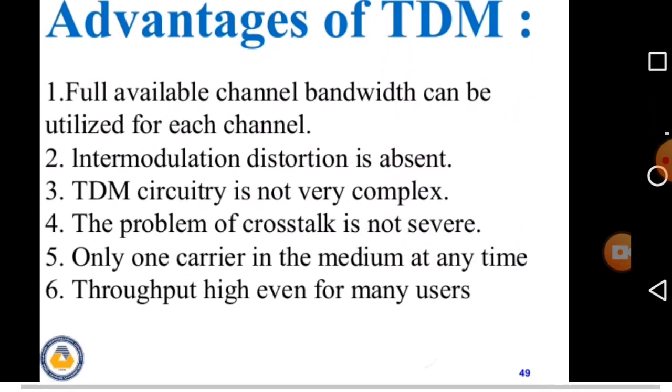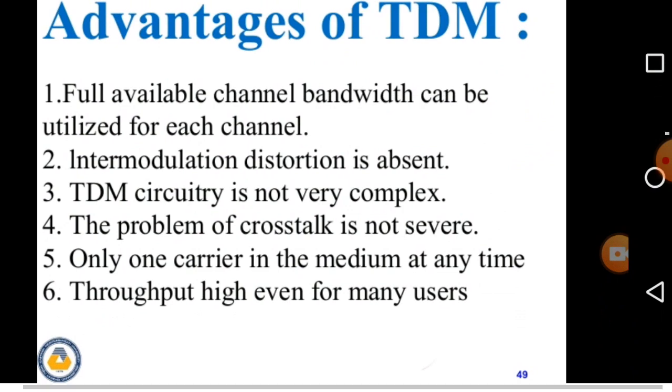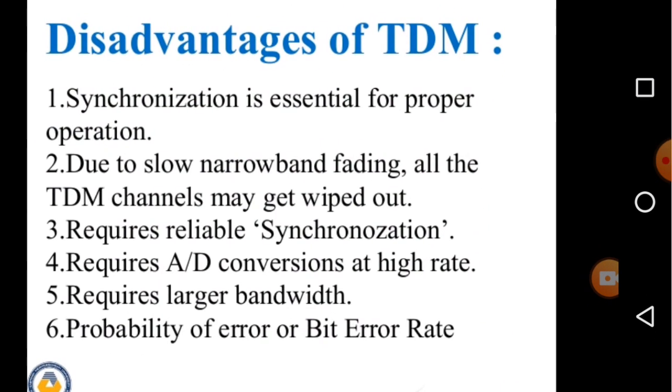Then advantages of time division multiplexing. Full available channel bandwidth can be utilized for each channel. Intermodulation distortion is absent. TDM circuitry is not very complex. The problem of crosstalk is not severe. Only one carrier in the medium at any time. Throughput is high even for many users. So here are some of the disadvantages of TDM. Dear students, you can go through this.